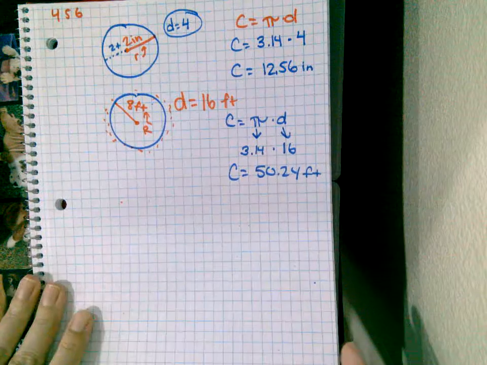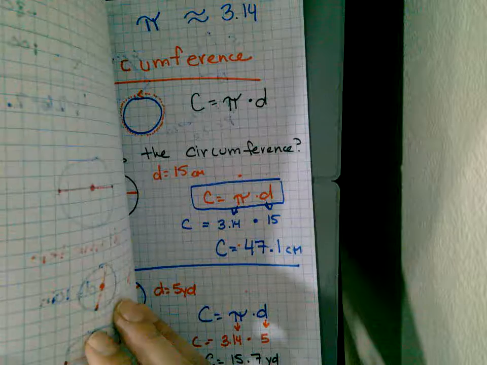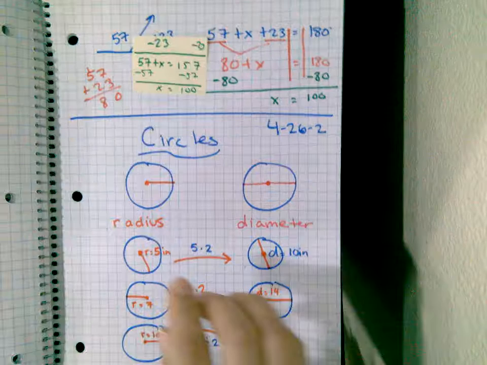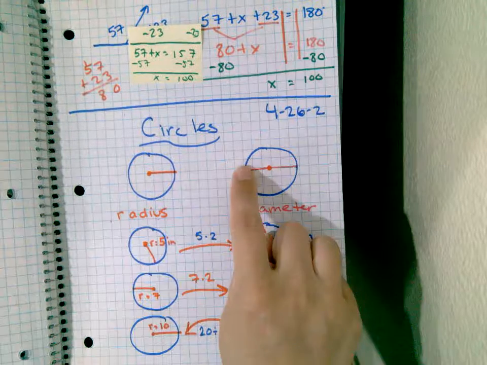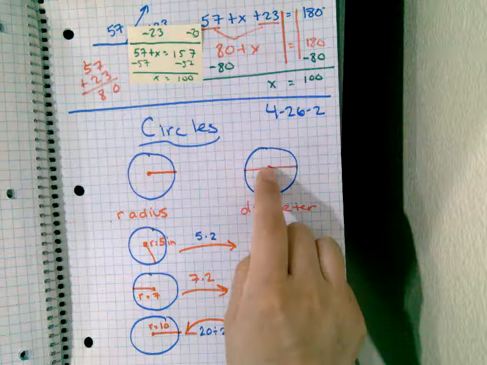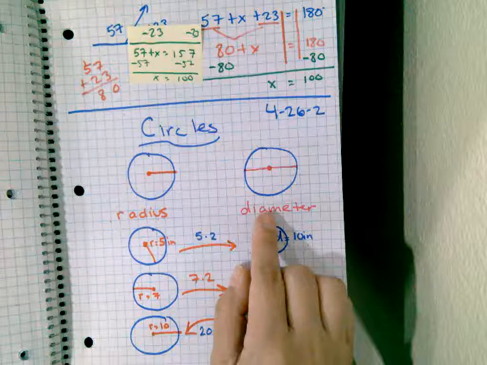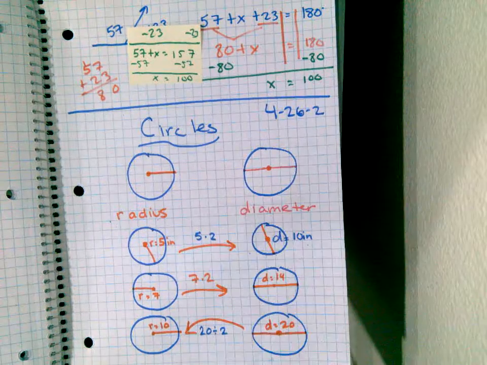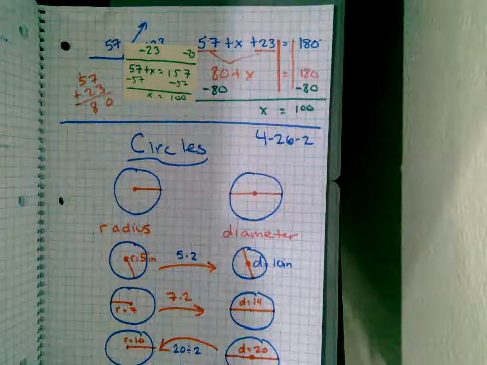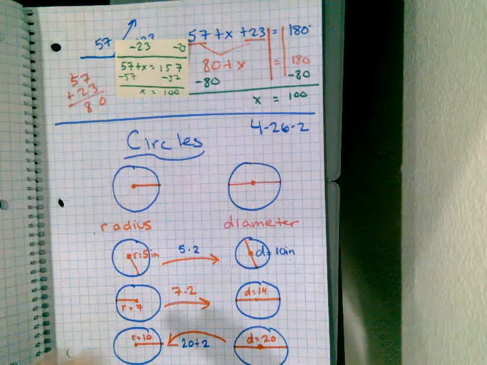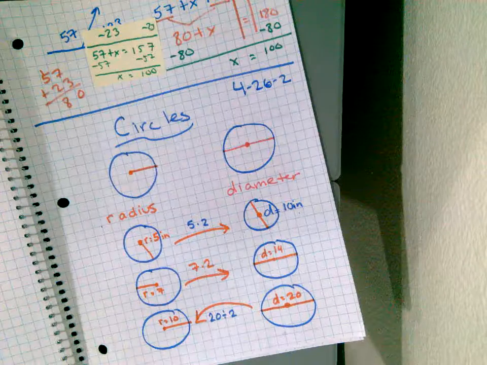Okay, so quick little review of what we learned on Monday. On Monday, we learned the difference between radius and diameter. Radius is half the line, and diameter is the whole line from one side of the circle to the other, all the way across. When it just goes from the middle out, that's called your radius, okay? And we're going to need that information today as well, okay?